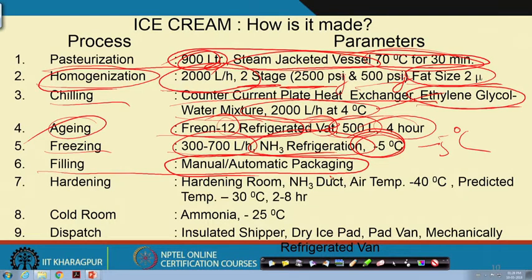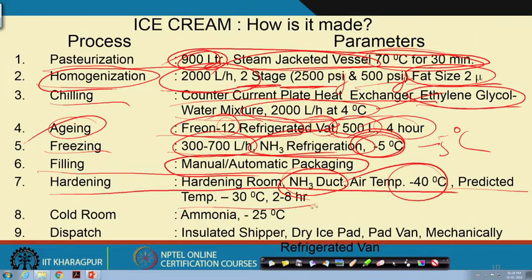So, ice cream scoops are made from the gallon packs or 4 liter packs, from there it is coming, right. Then hardening is done in the hardening room with either ammonia or freon, and the temperature is around -40 degrees centigrade, and the product temperature could be somewhere around -30 degrees centigrade, and it takes around 2 to 8 hours.